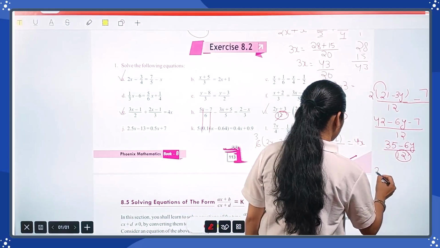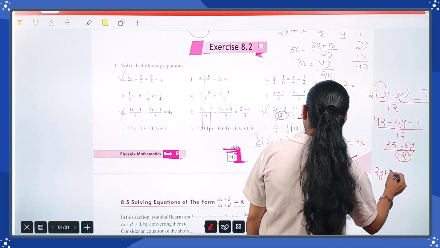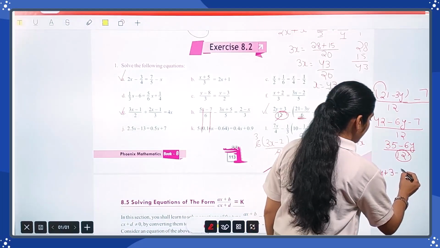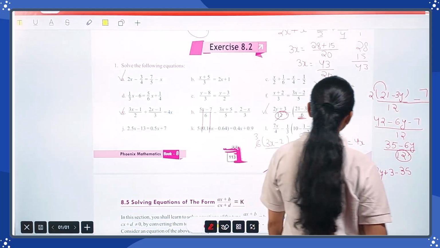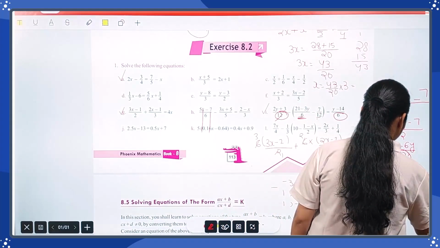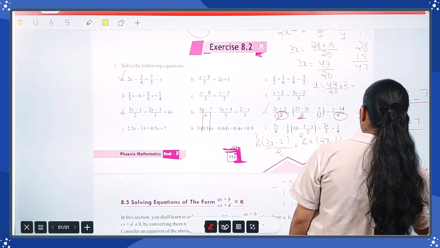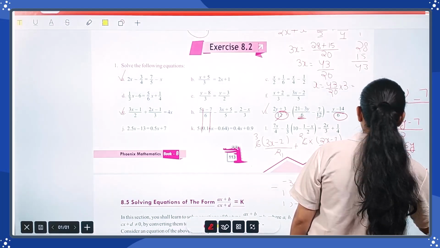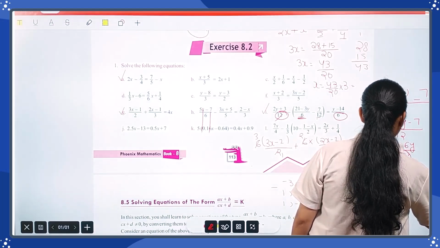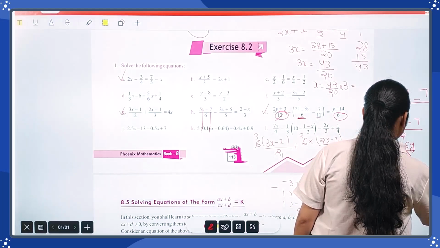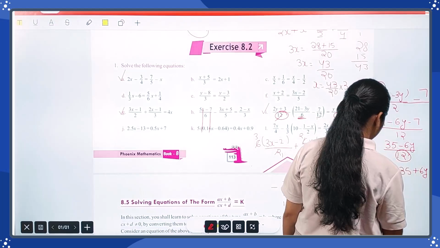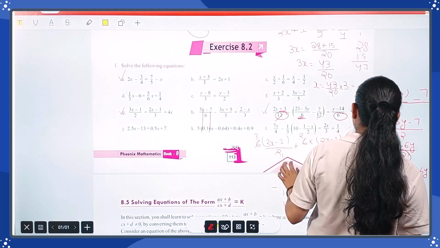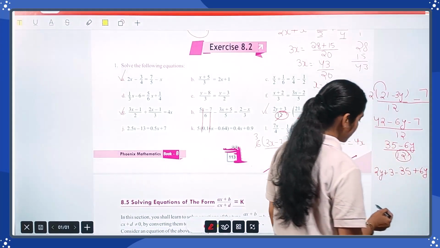So your answer is 2y plus 3 minus 35, and when you open this, that will come 6y and is equal to 2 multiplied by 2y minus 2 multiplied by 14 is 28 and 6 multiply. Okay, so now we have to solve this.